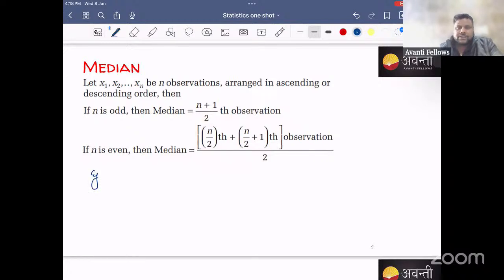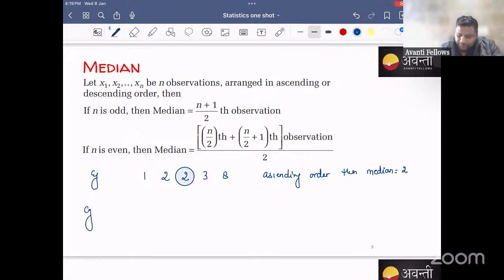Say there are n observations. Say I take 5 observations. Observations are like 1, 2, 2, 3, 8. Now they are arranged in their ascending order. Then median will be what? Median will be exactly the middle observation, this. So median is 2. Got it?